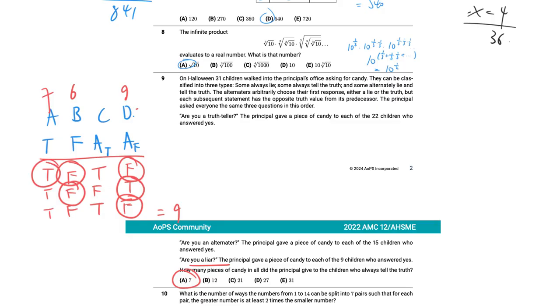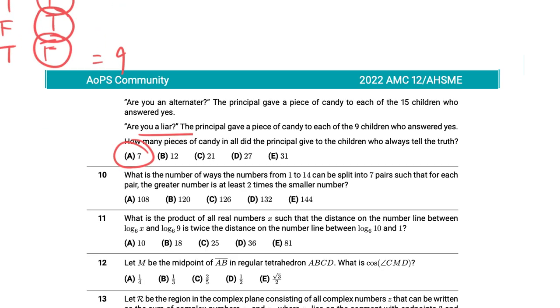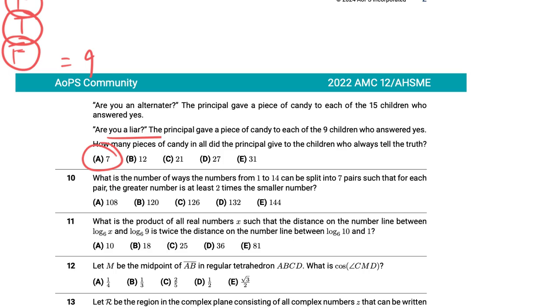All right, so next is a pairing question. Here we have 1 to 14, and they want to be arranged in 7 pairs so that in each pair, the greater number is at least 2 times the smaller number. Let me write those out real quick: 12, 13, 14. We can look at this from the perspective of 14 first.